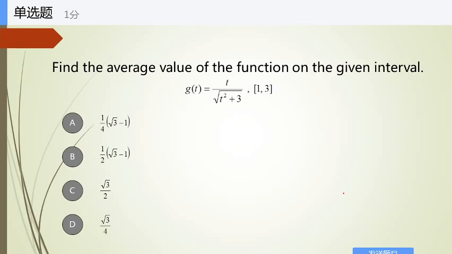It's not about the work. Find the average value of the function on a given interval. So this is the function g of t. The quiz is given now.